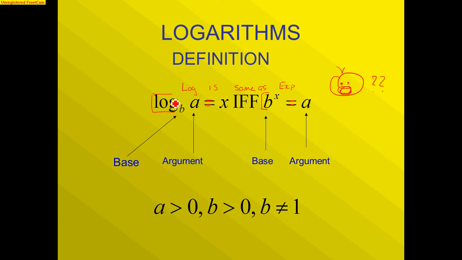Oh, there's some rules. Got to give you some rules. Now, you can't question the rules. This is part of the definition, right? You can't question the definition. This is how logarithms are defined. In the log equation, A, the argument, must be positive. The argument must be positive. Polite pause. The base must be positive. And the base can never equal one.